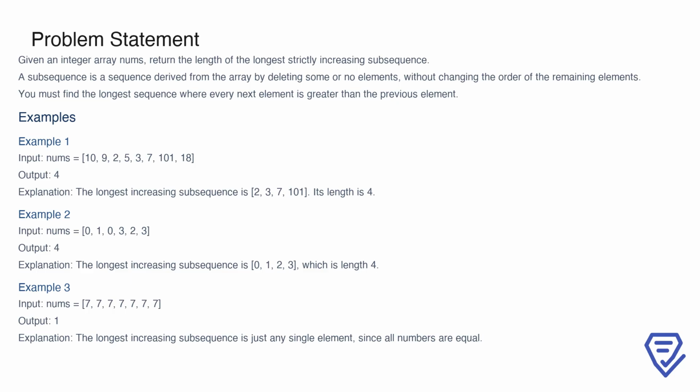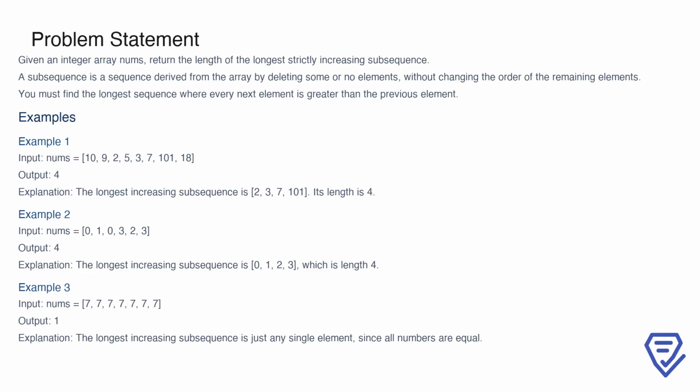For example, in the array 10, 9, 2, 5, 3, 7, 101, 18, the longest increasing subsequence is 2, 3, 7, 101, giving us an output of 4. Notice how we skipped numbers to form the sequence but kept their original order. In another case, with input 0, 1, 0, 3, 2, 3, the longest strictly increasing sequence found is 0, 1, 2, 3, also with length 4.